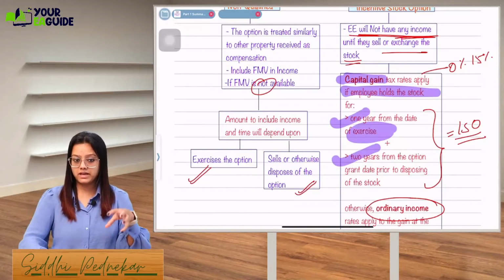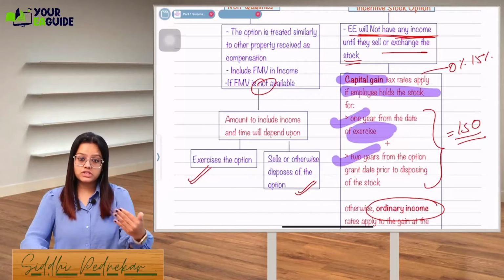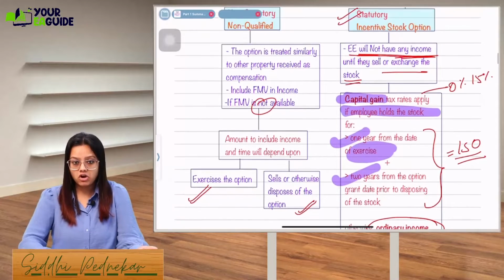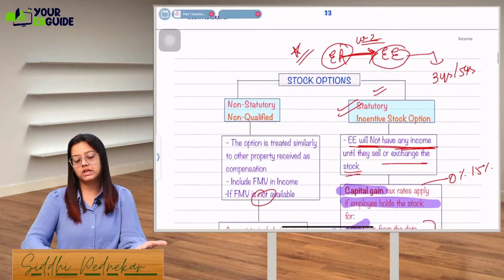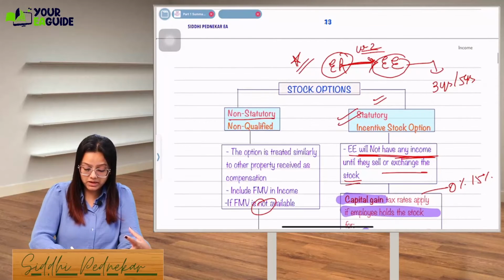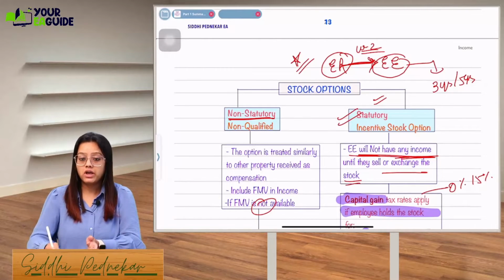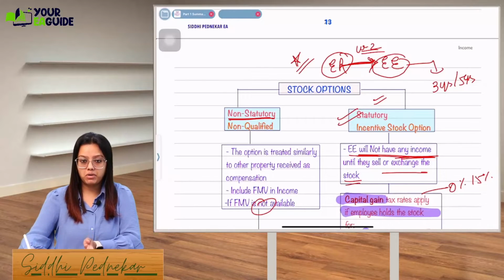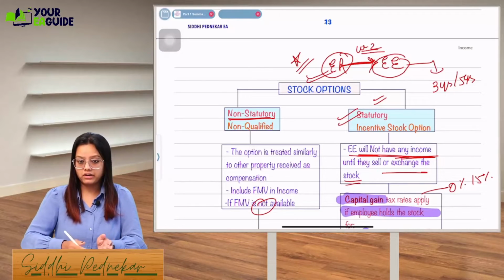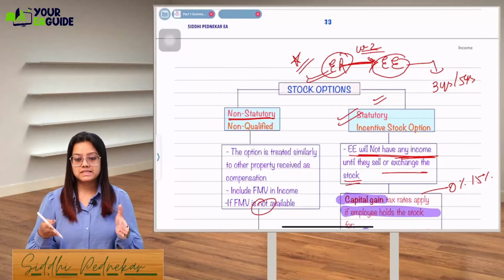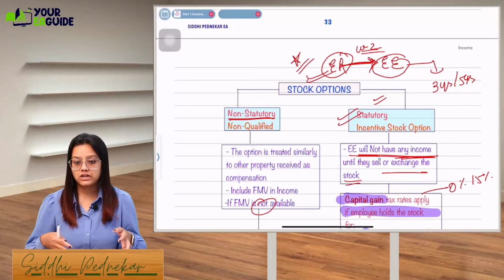When you exercise it, the exercise price will be taken. When you sell it, the sales price or disposal price, whatever is available, you are going to take it as wage income in your W2 form. Got it, guys? Now, what do you mean by non-statutory? See, statutory means what? All the policies are the same for all the employees, right? When employers come out with this stock option, they keep the same policies for each and every employee. That is a statutory option plan, incentive stock option.